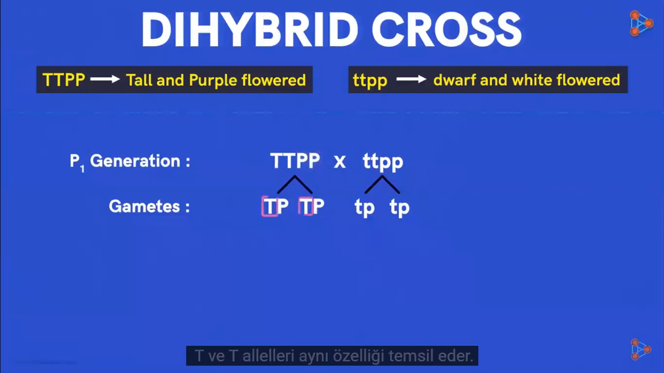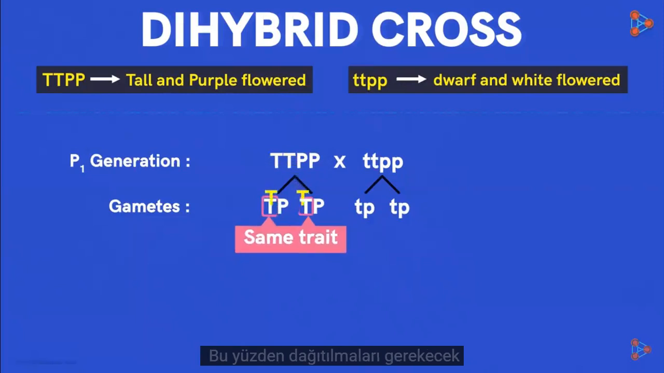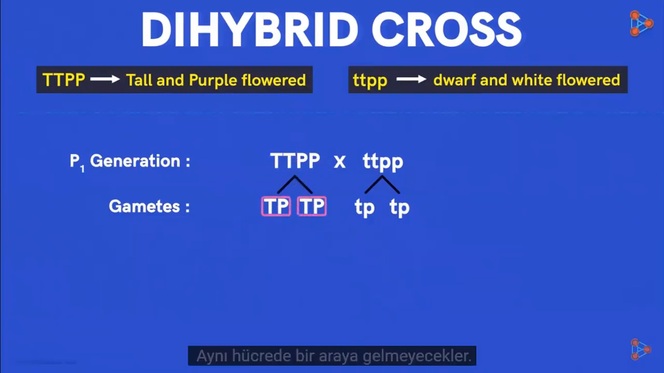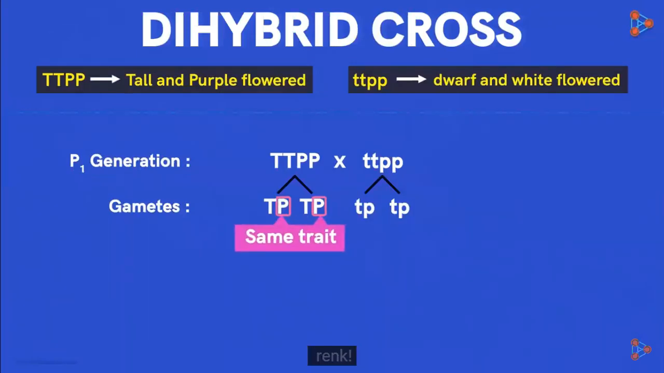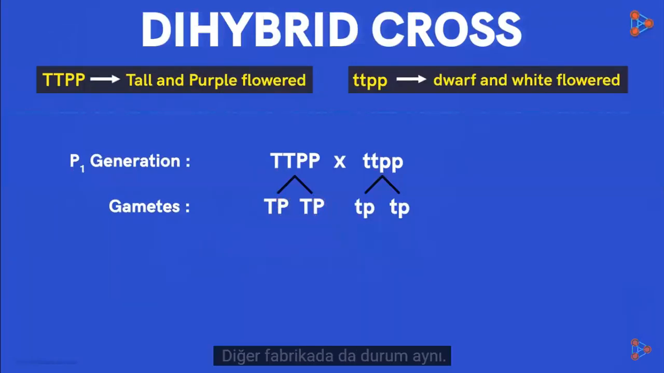The alleles T and T represent the same trait, so they will have to be distributed in the respective gametes. They will not get together in the same cell. Similarly, P and P will get into the separate cells as they are the alleles for the same trait, flower color. It's the same case in the other plant as well. This is how the gametes will be formed.